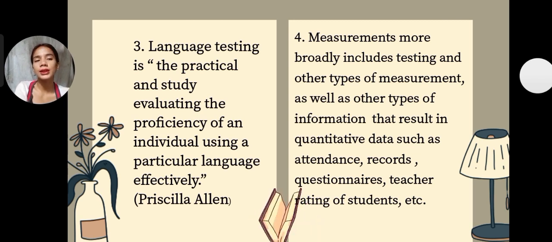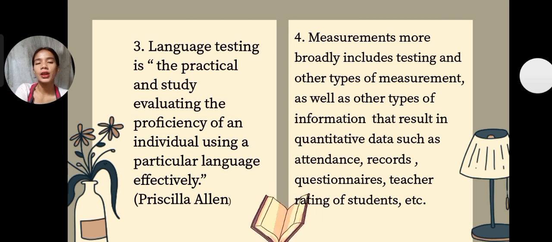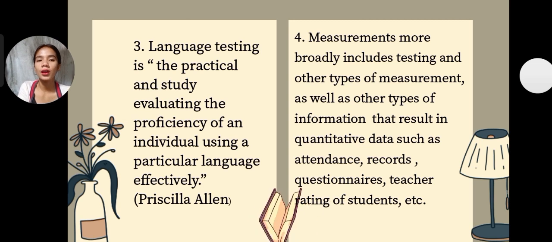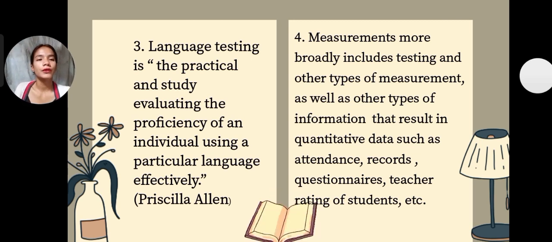More broadly, it includes testing and other types of measurements, as well as other types of information that result in quantitative data such as attendance, records, questionnaires, teachers' rating of students, and so on. So in measurements, for example, in attendance, the teacher is collecting the attendance in order to look if the students are willing to participate or are willing to learn. Because if the students have a complete attendance, of course that will also reflect the participation of the students, or the willingness of the students to go to school in order to learn.